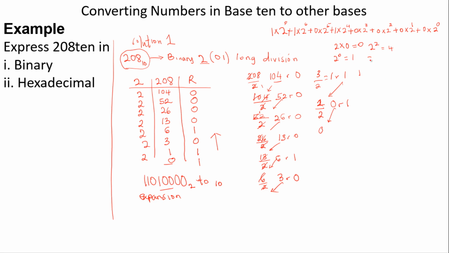4. Then 2 raised to power 3 will give you 8. Then 2 raised to power 4, meaning 2 times 2 times 2, 2 times 2 is 4, times 2, that will give you 16. Then 2 raised to power 5 will give you 32. Then 2 raised to power 6 will give you 64. Then 2 raised to power 7 will give you what? 64 times 2, that will give you 128.